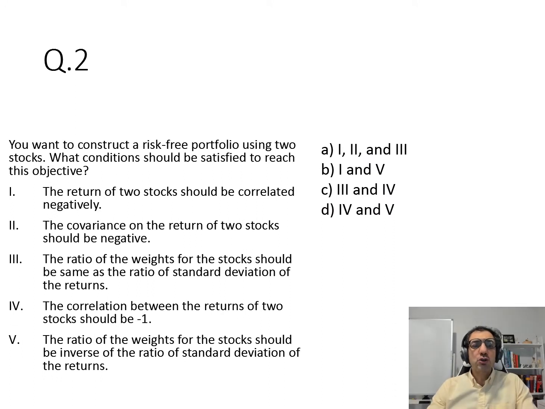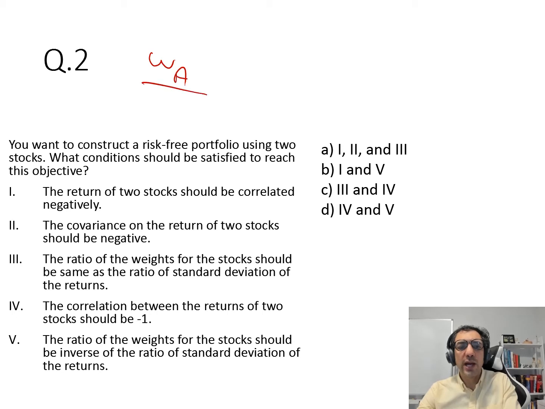Your goal here is to form a risk-free portfolio. And we mentioned two conditions should be fulfilled to have a risk-free portfolio. Again, we're talking about two stocks in this case. One is you need to have a negative correlation. So the correlation should be -1. Negative is not enough, it should be -1. And also you need to set the weights in a way that the ratio of the weights is the reverse form of the ratio of standard deviations. For example, if you have assets A and B, WA over WB should be sigma B over sigma A.